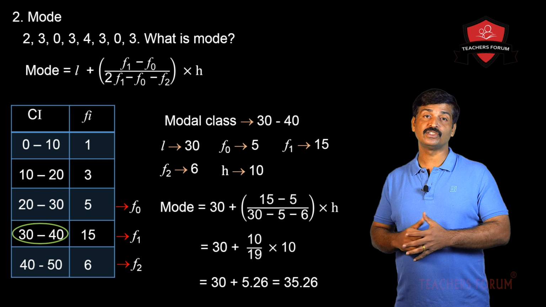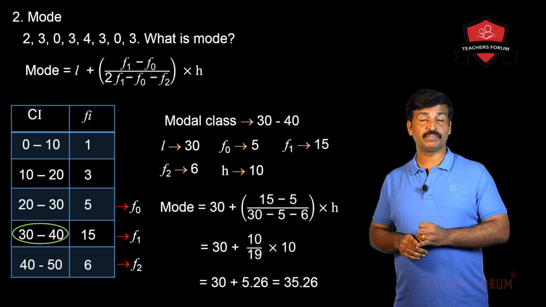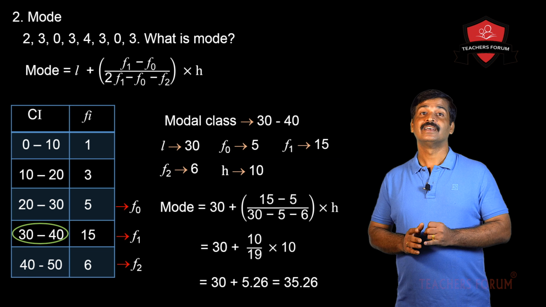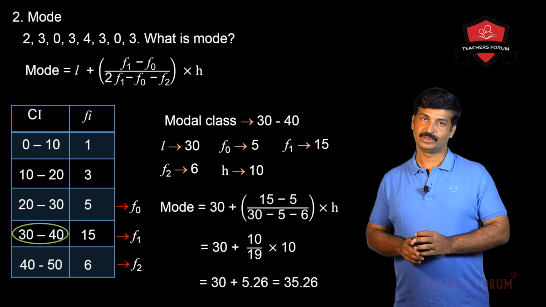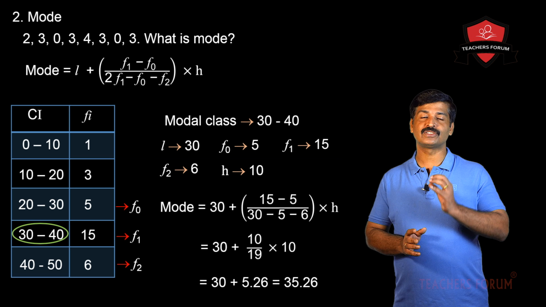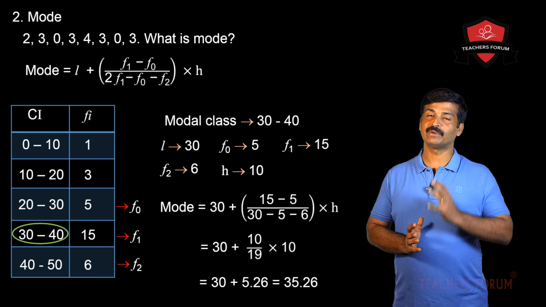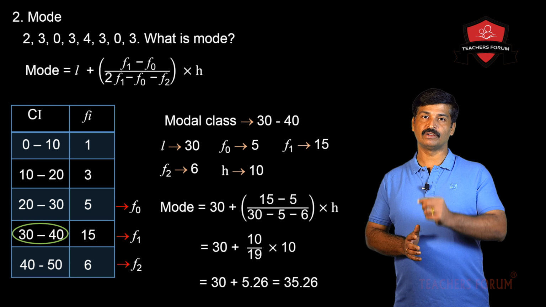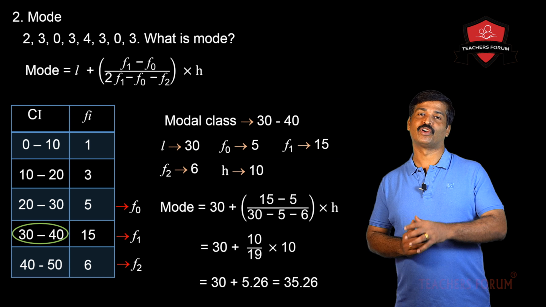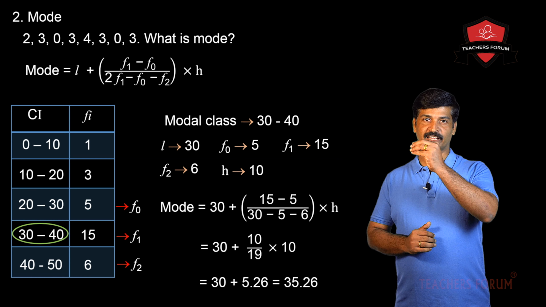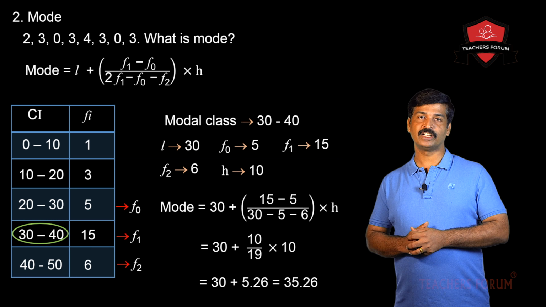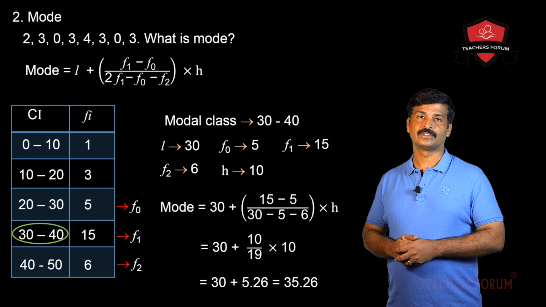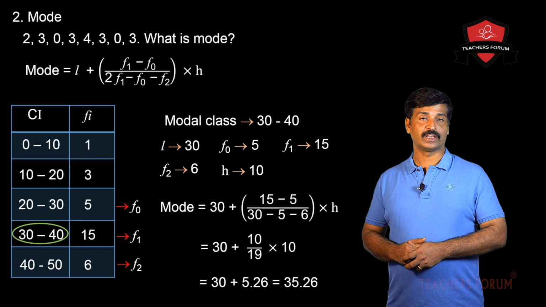So it is very easy to calculate mode. First of all, you have to find out what is the modal class. Then you find what is the lower limit of the modal class. Then find F0, F1, F2. Usually students make mistakes while they assign the values F0, F1, F2. That's why I told you, you should give the values in the order 0, 1, 2: F0, F1, F2. F1 for the modal class, F0 for the preceding class, F2 for the frequency succeeding the modal class. Now when you assign the values properly, you can find the mode.